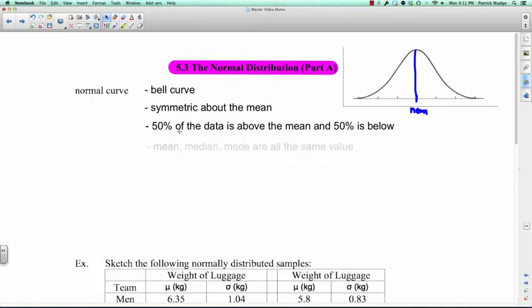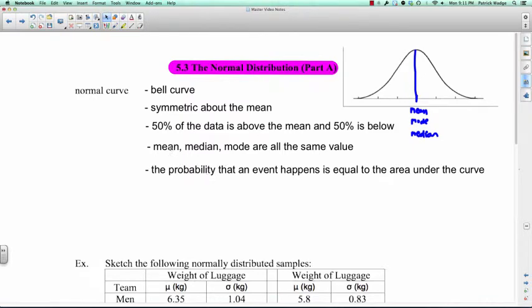Next. Mean, median, and mode are all the same value. So if the mean is at this spot, then the mode is also at that spot. It's the most common, we can see that from the drawing. And it's also the median value. It's the middle value. And that kind of makes sense if half's below and half's above.